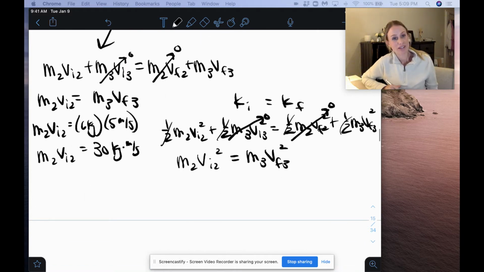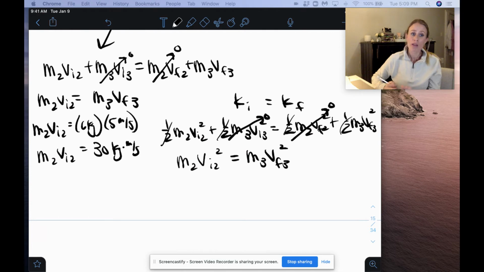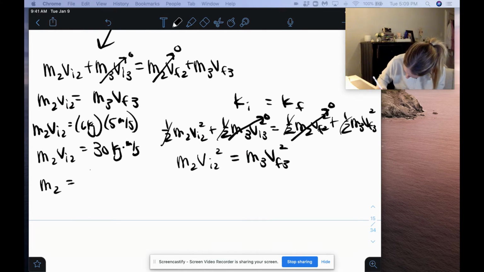So here I'm going to solve this equation for either mass 2 or V initial 2. I'm going to solve this for mass 2 just because in the other equation, V initial 2 is squared, which just kind of makes things complicated. You can do either one though, they both work out, doesn't really matter. So I get mass 2 is equal to 30 divided by V initial 2.